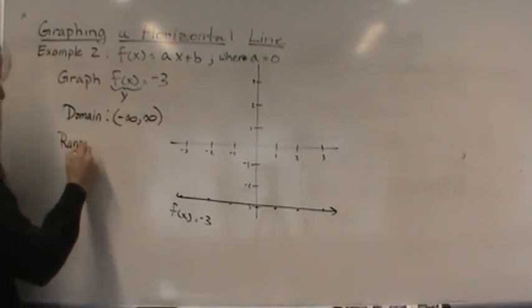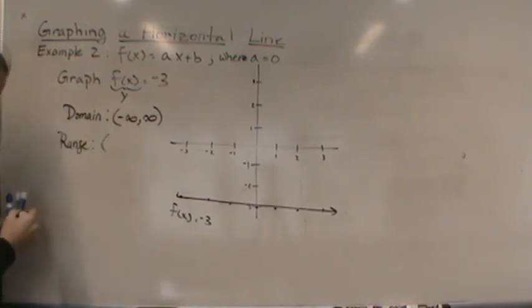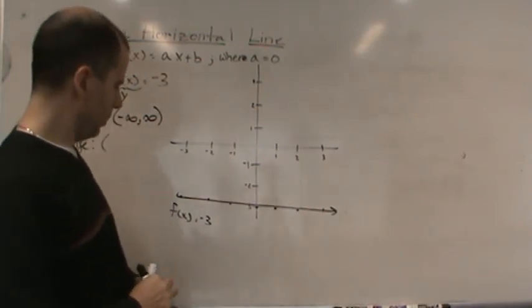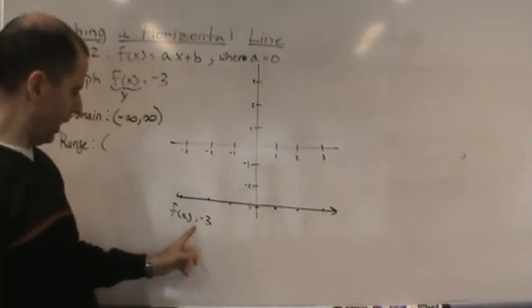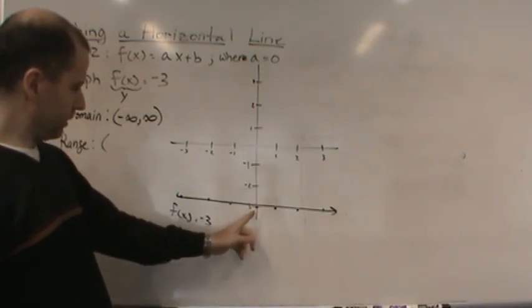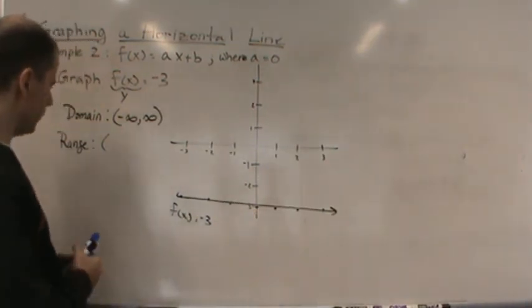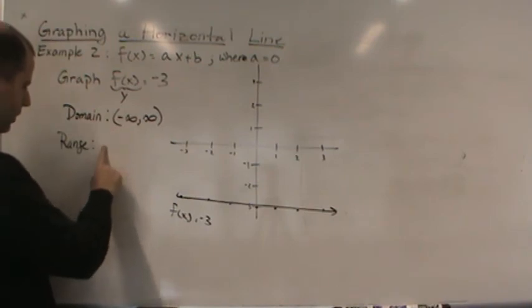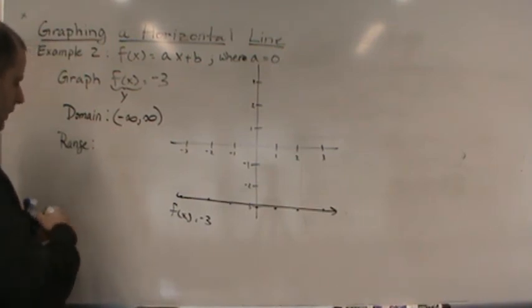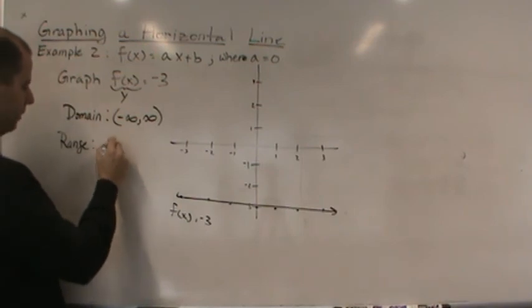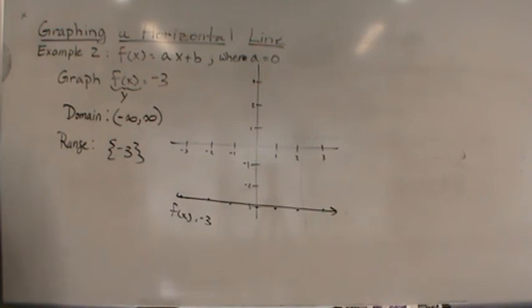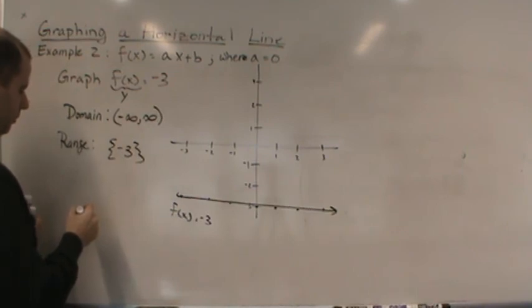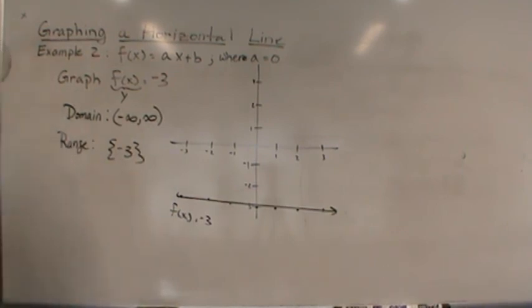Now if we look at the range, the range are all the values of y that come out of the function. Well, the only value of y that we're getting is -3. So in this case here, the range is just one number. The range is going to be the set that just has -3 in it. Okay? And that's it. So it's just one number.